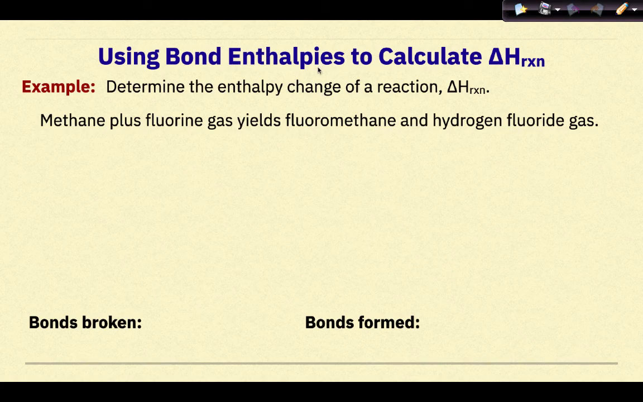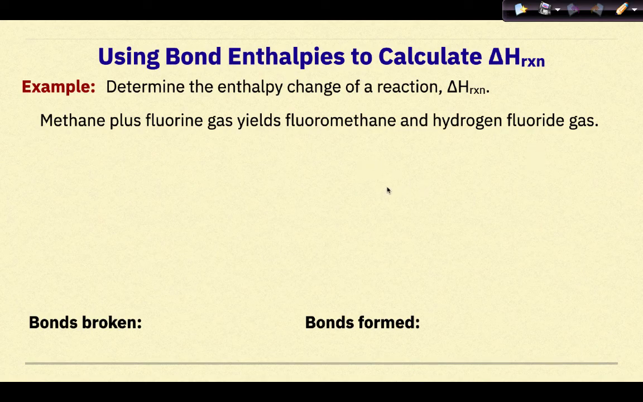Using bond enthalpies to calculate delta H of reaction. So we have a chemical reaction here. Methane plus fluorine gas yields fluoromethane and hydrogen fluoride gas. You should be able to write out this chemical reaction and balance it.